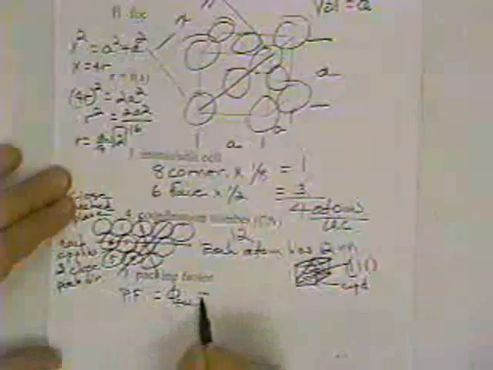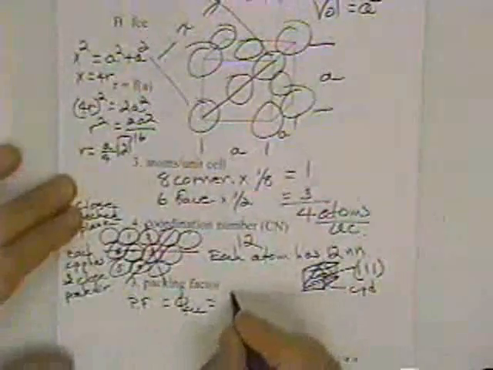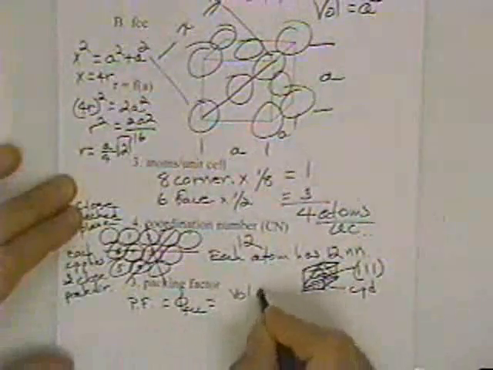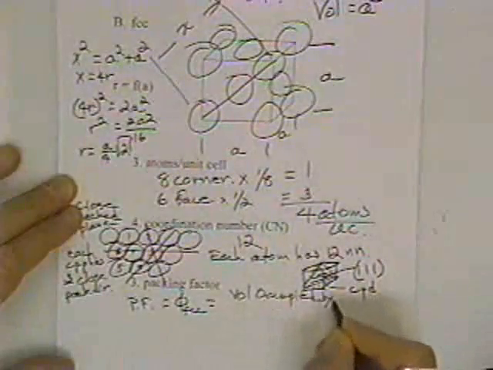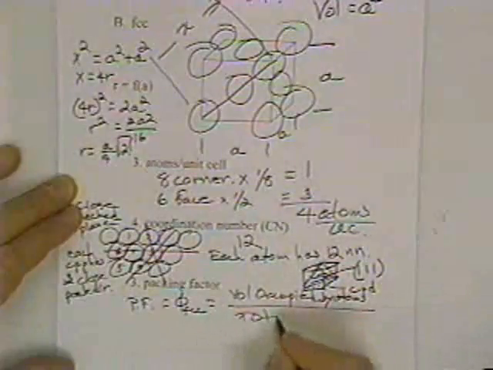Now this is a close packed structure. It has a coordination number of 12, so it should have a little higher packing factor than the body-centered cubic. And if we look at the packing factor for face-centered cubic, it's going to be equal to the volume occupied by atoms over the total volume.